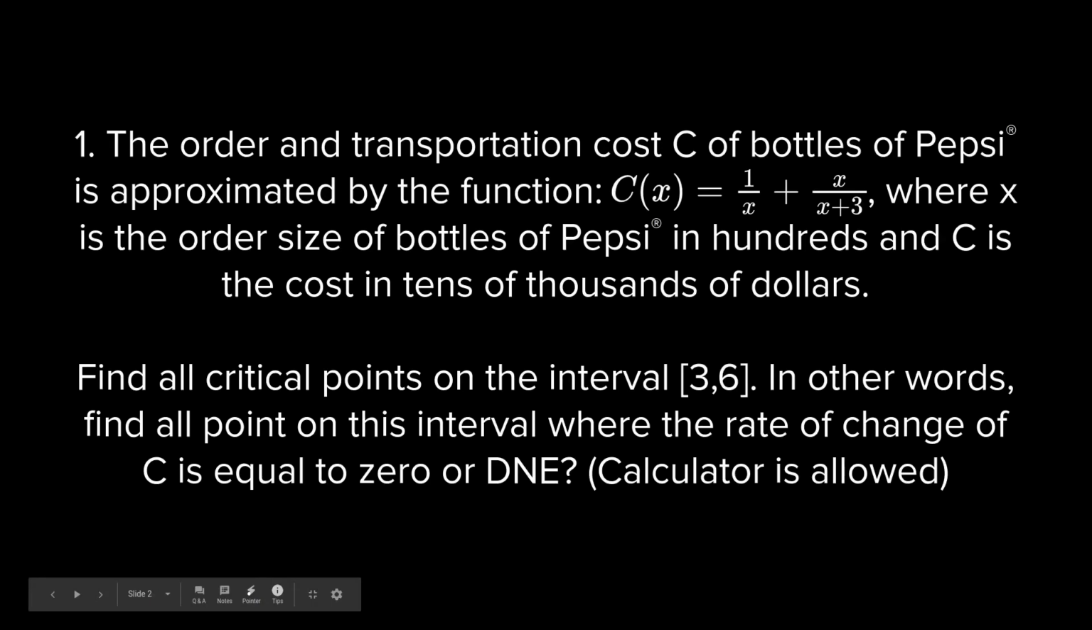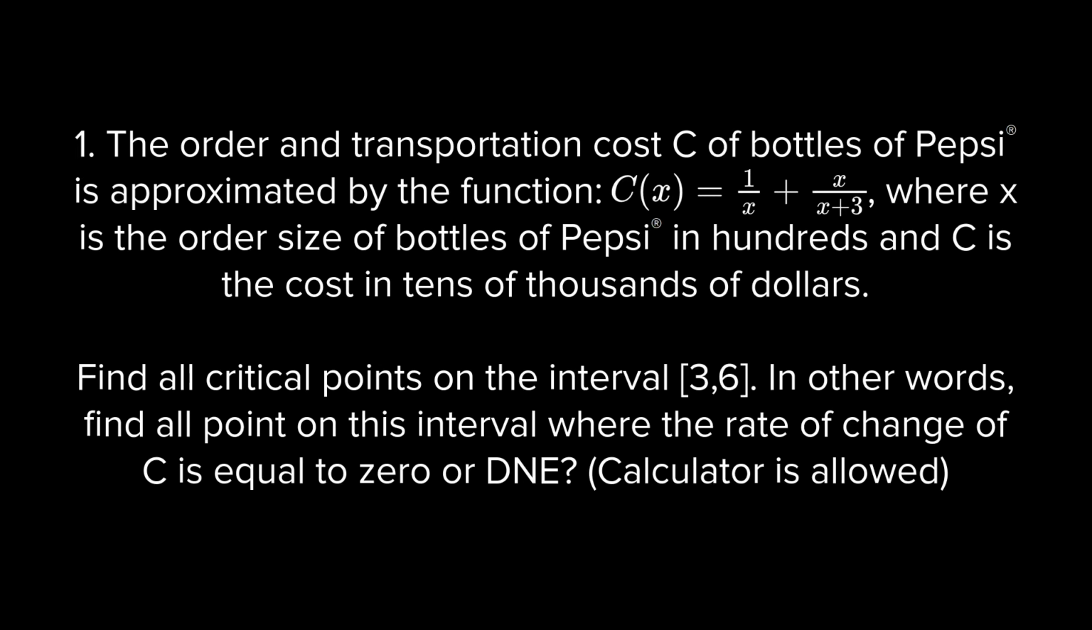The order and transportation cost C of bottles of Pepsi is approximated by this function. C of x is equal to 1 over x plus x over x plus 3, where x is the order size of bottles of Pepsi in hundreds, and C is the cost in tens of thousands of dollars. Find all critical points on the interval [3, 6].